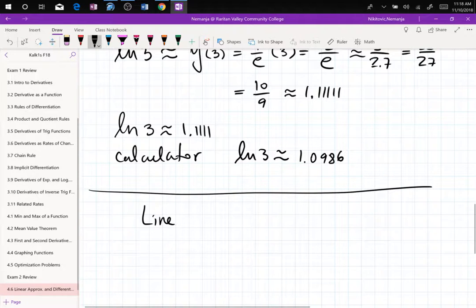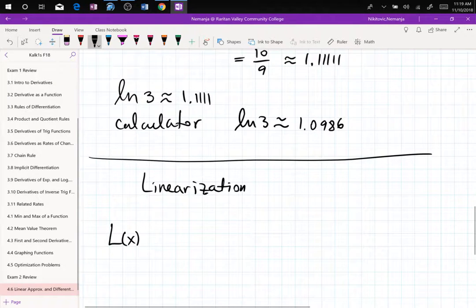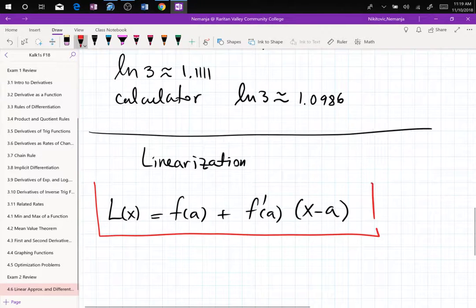We call that linearization, because you are replacing your curved functions like e to the x, ln x, tan x into a linear, straight line, because that's what a tangent line is. So we call the whole process linearization because you are changing a curved line into a linear line and computing with the linear line. Linearization has the formula L of x, that's your old y, equals f of a plus f prime of a times x minus a. This is the formula for linearization, but what it actually is, is a single-line formula for tangent lines.